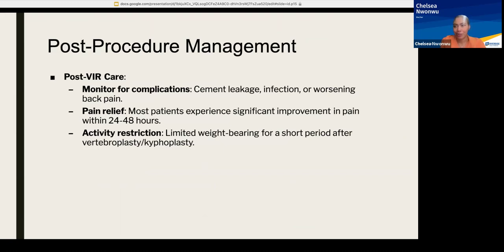And pain relief, again, you usually see improvement in 24 to 48 hours. And with most surgeries, you want limited weight bearing for a short period after vertebroplasty and kyphoplasty and mechanical augmentation.